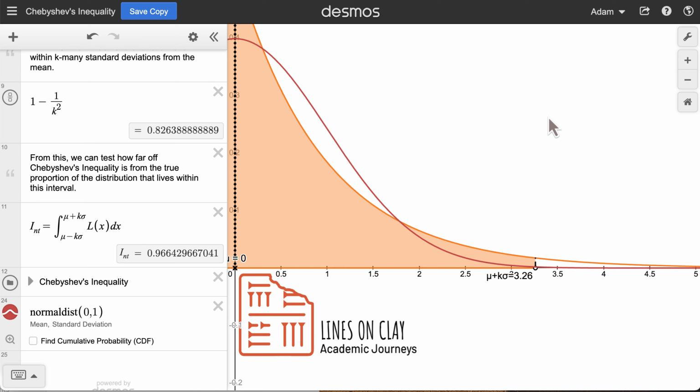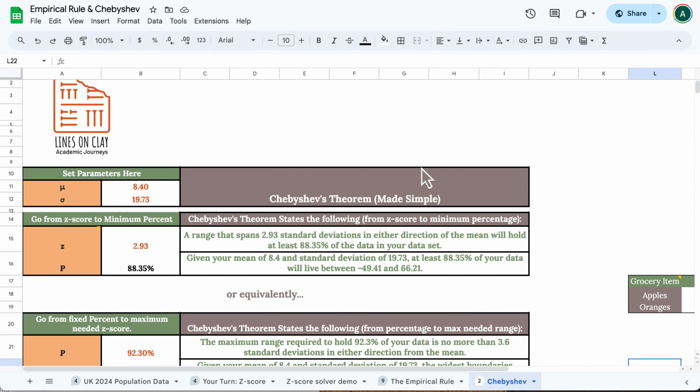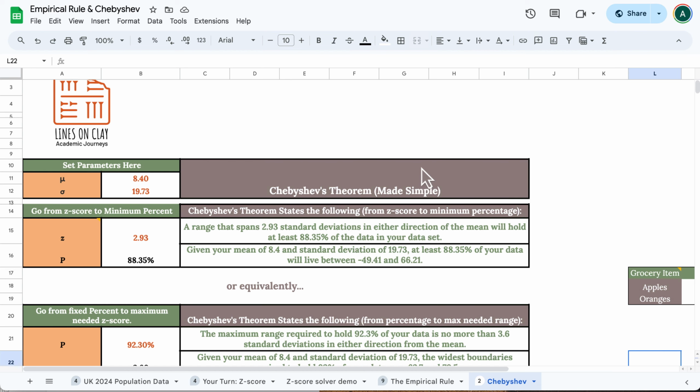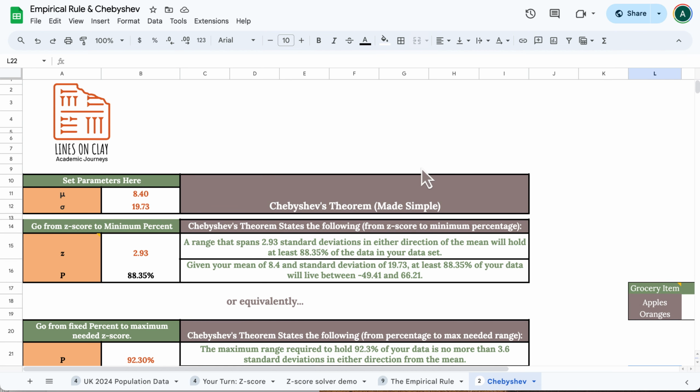And hopefully now that you understand what it is and why we would be interested in it, we're going to walk you through the two variations of questions that you're going to come across. Lines on Clay users, you're in luck. We've set it up for you. But this flavor of question comes into play quite a bit.